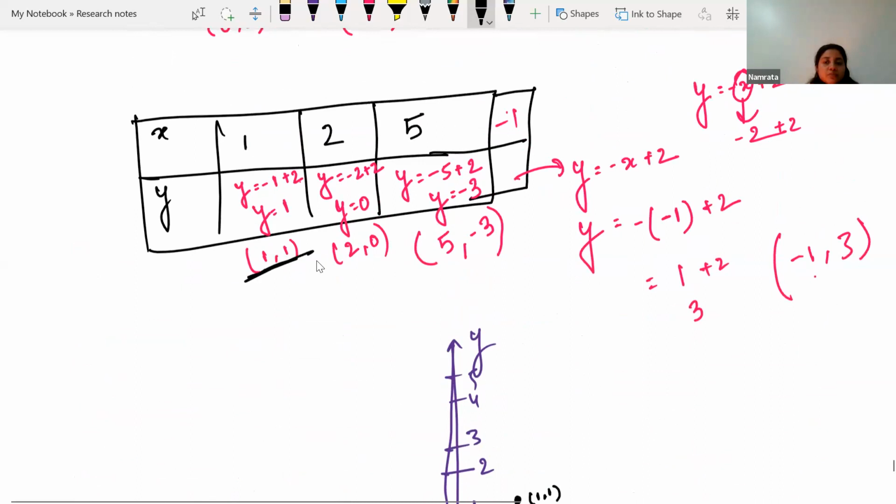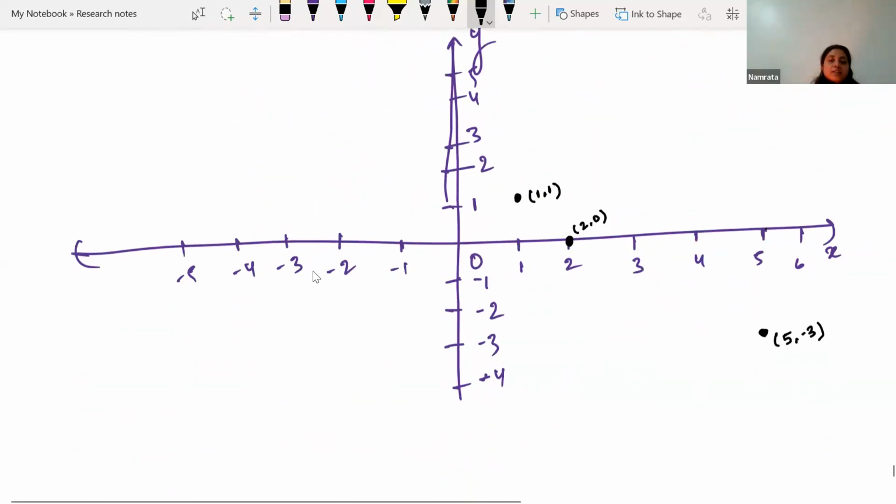Now the next point we have found, this one, minus 1 comma 3. Here x is minus 1 and y is 3. X is minus 1 and y is positive 3. So this is the point.